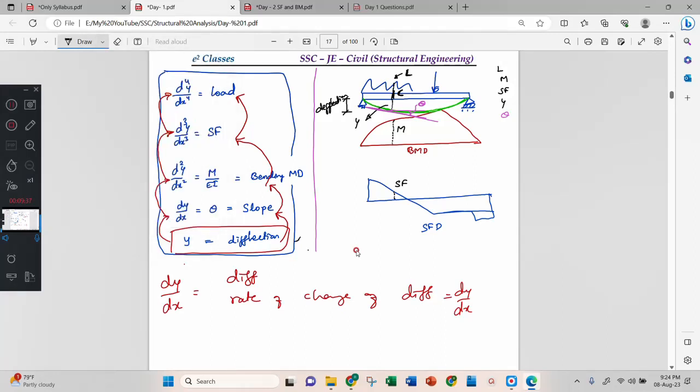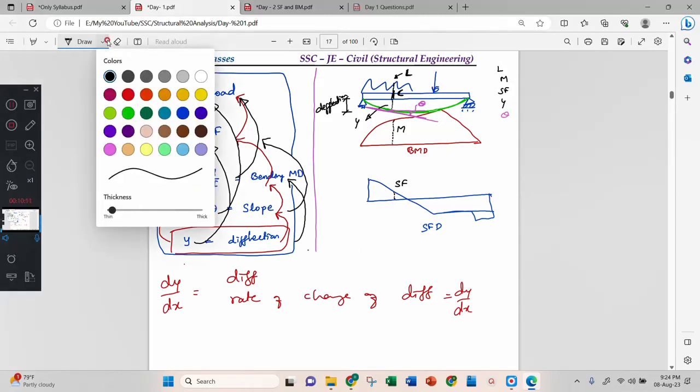Now look at it. Double differentiation of deflection is bending moment. Double differentiation of theta is slope. Double differentiation of bending moment is load. Double. Correct? Triple differentiation of deflection is shear force. Triple differentiation of theta is load. Correct?